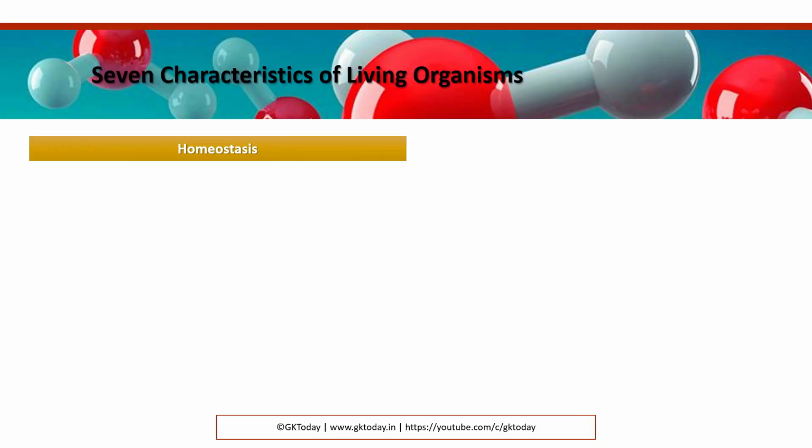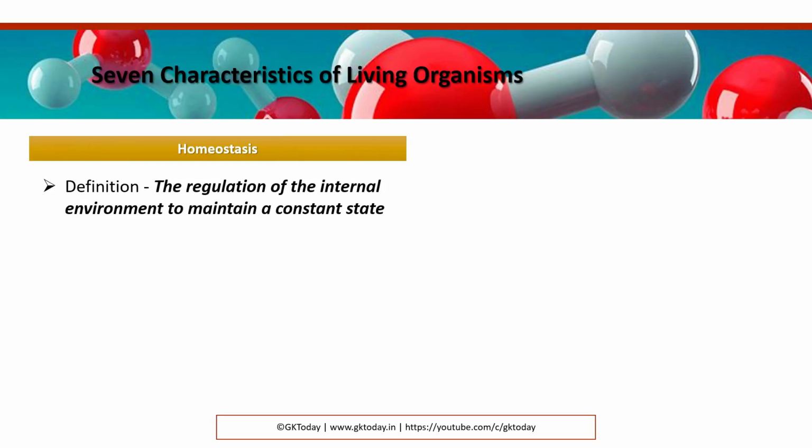The first is homeostasis. So homeostasis is the regulation of the internal environment to maintain a constant state. So for example, human beings, our temperature is 37 degrees Celsius and we try to maintain it throughout. If it goes higher, it's because we are sick. So our normal temperature is a part of this homeostasis.